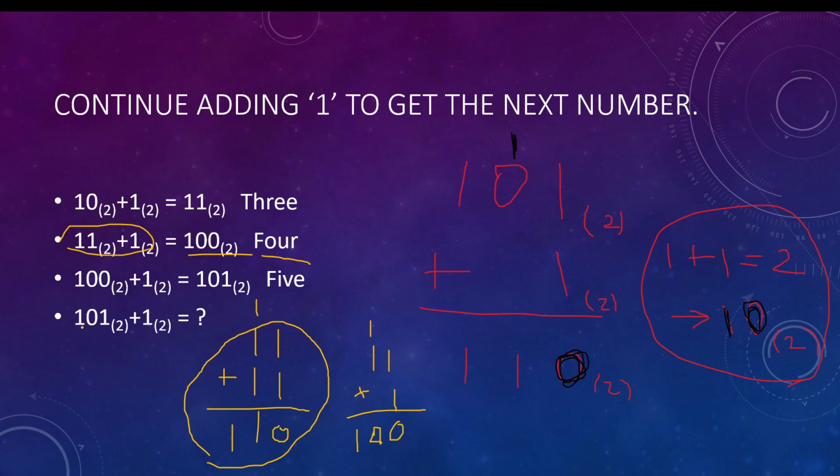And then you can keep adding 1. So a good exercise is to try to do 1, 0, 1 plus 1, which will give you 6. 5 plus 1 is 6. And I did it here. It's 1, 1, 0. Any questions so far? Is this good? No? All right.